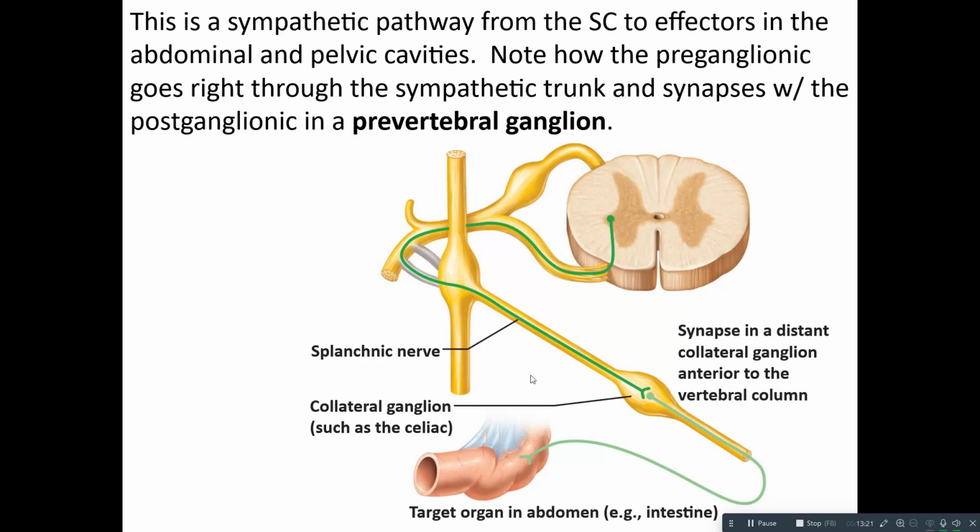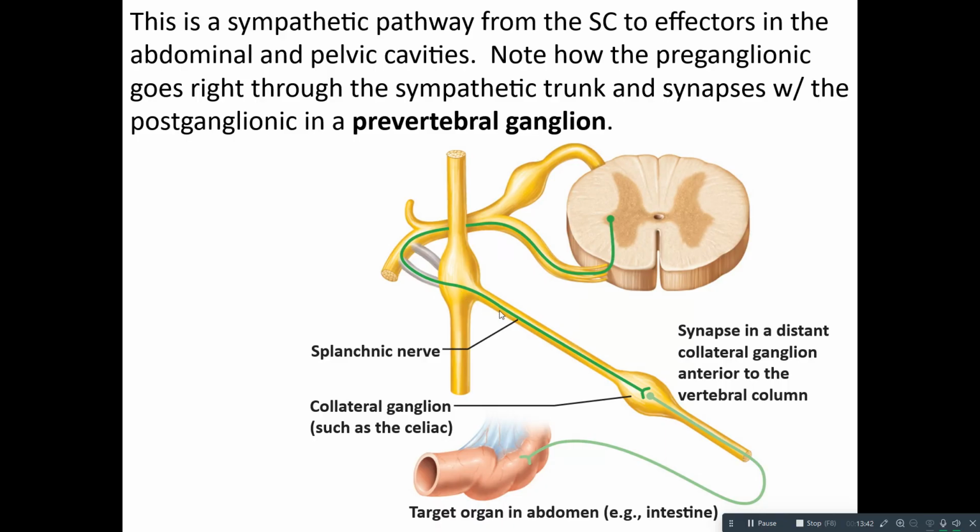Okay, another possibility starts the same way. Lateral horn, ventral root, spinal nerve, ventral ramus, white ramus communicans. But this time, the preganglionic neuron does not stop in the sympathetic trunk. Instead, it goes right through.